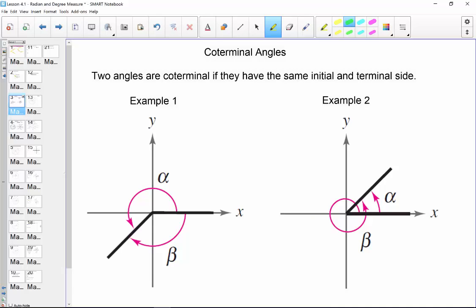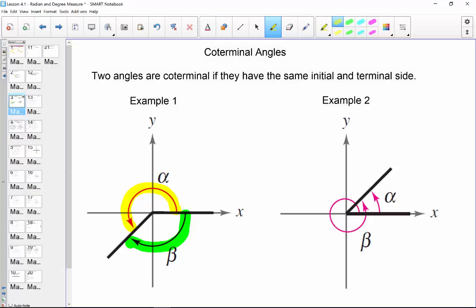Two angles are coterminal if they have the same initial and terminal side. Let's look at a couple of examples. In example 1, we have angle A, which is a positive angle and counterclockwise. And we have angle B, which is a negative angle and clockwise. But notice that they both end up at the same location or the same terminal side. These are coterminal angles.